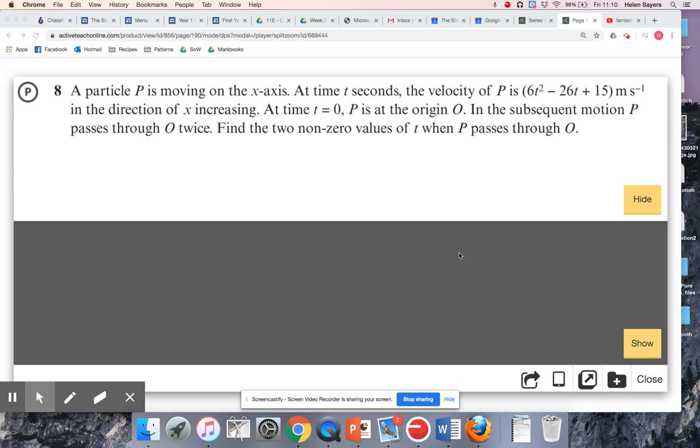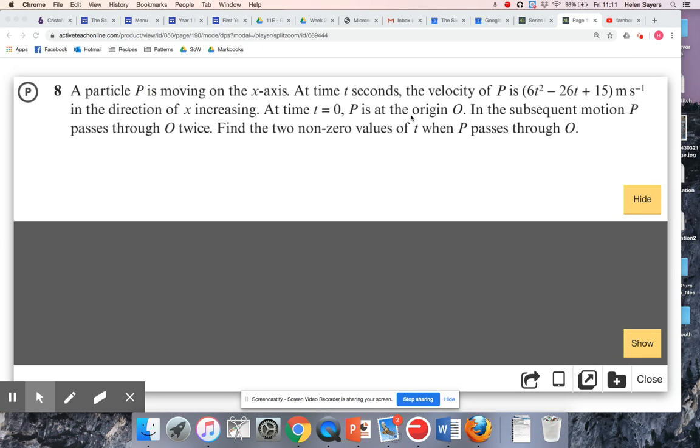Okay, so we're looking at exercise 11D from the first year mechanics textbook. We're on question 8. So particle P is moving on the x-axis. We're given its velocity in terms of time, and it's moving in the x direction. And we're told that when t is 0, P is at the origin.